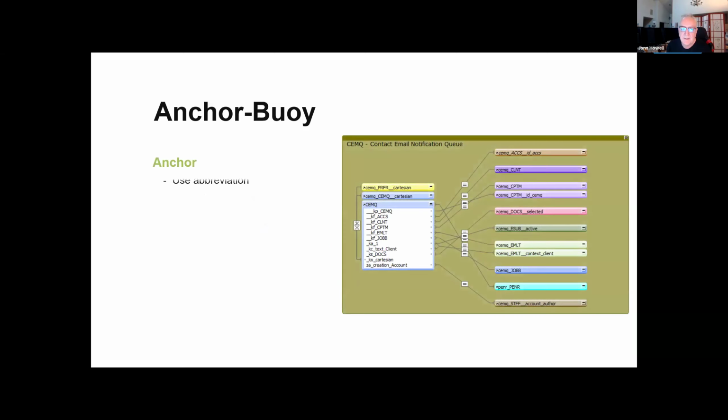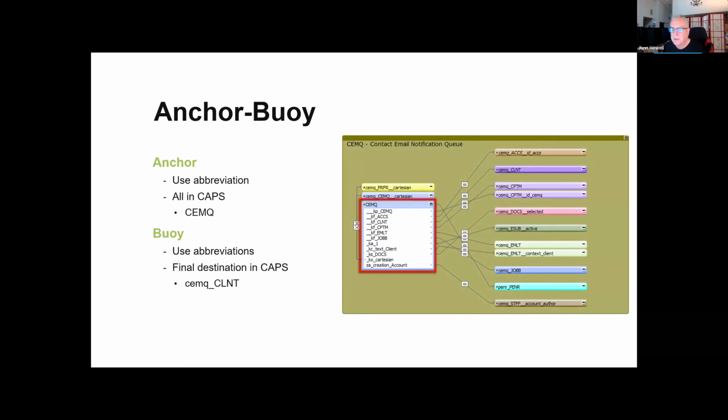A little further into that. The anchor always has an abbreviation that's all in caps, in this case, CEMQ. The buoys will always have abbreviations, lowercase for the source table, and the final destination table to the far right will be in caps, such as the CEMQ to CLNT, from contact email notification queue to the client table. The client is in caps. You'll notice there's no key in the name.